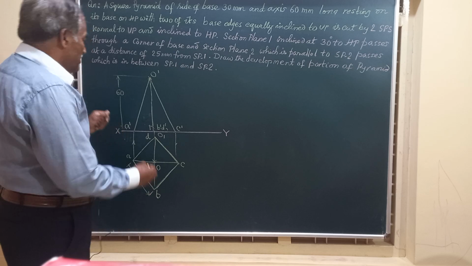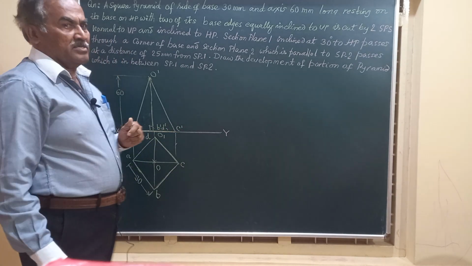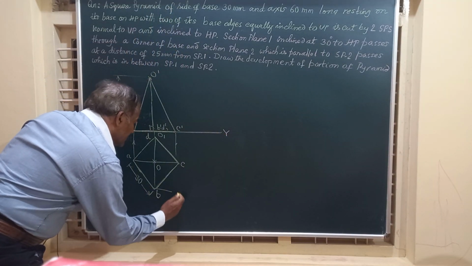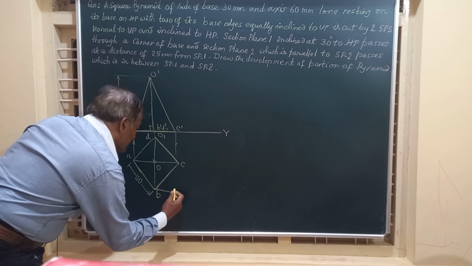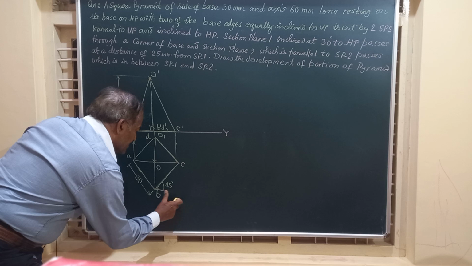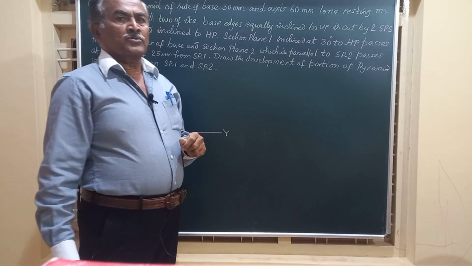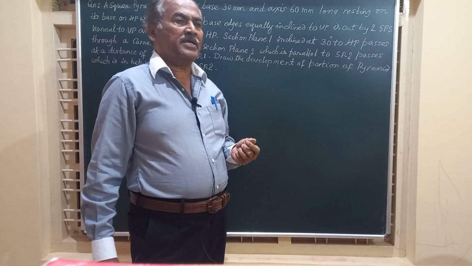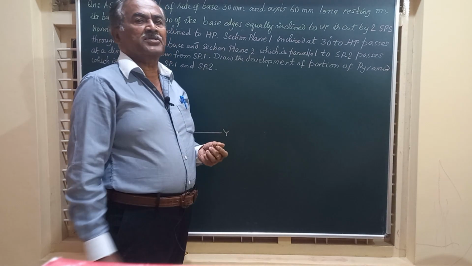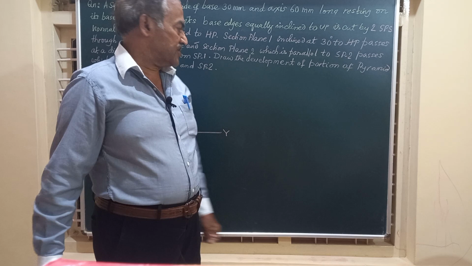Friends, now this pyramid resting on HP in this position with two of the base edges equally inclined to VP, say 45 degrees, is cut by two section planes. But before we move on to the section planes, let us draw the development of the lateral surface of this square pyramid, assuming it is not cut by any section plane.